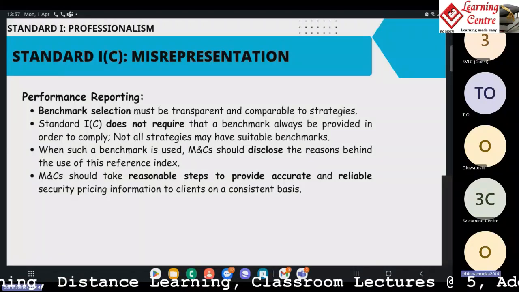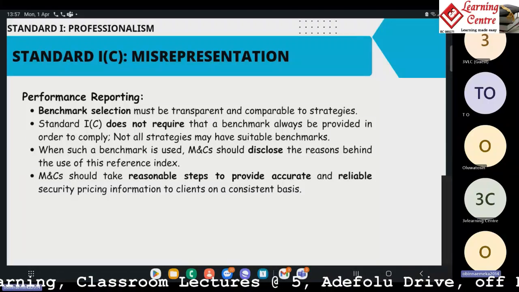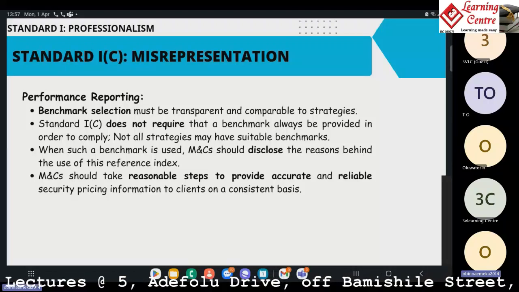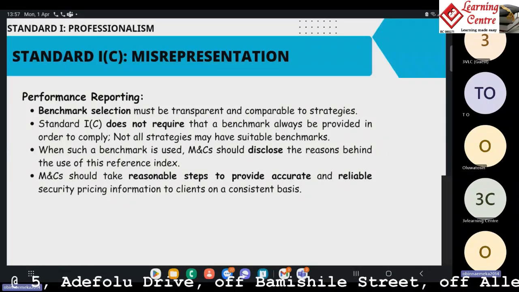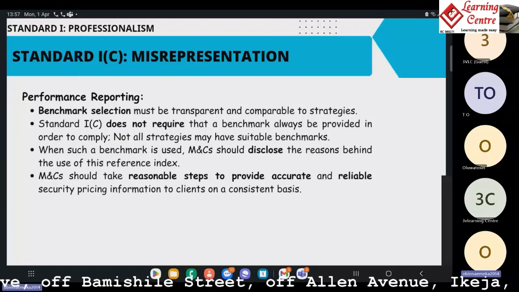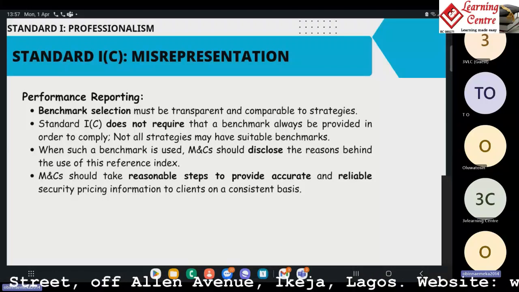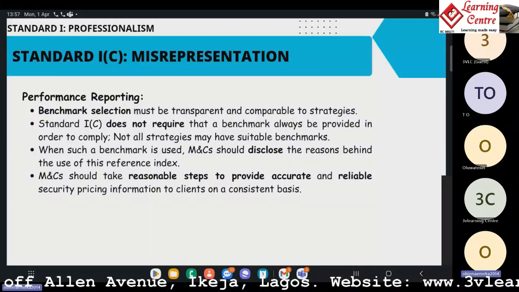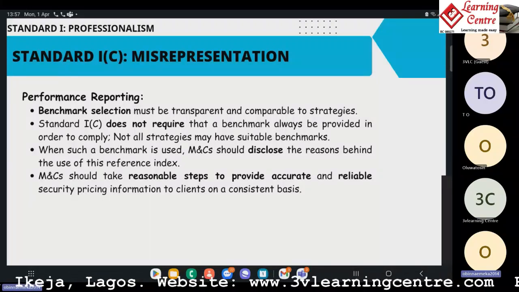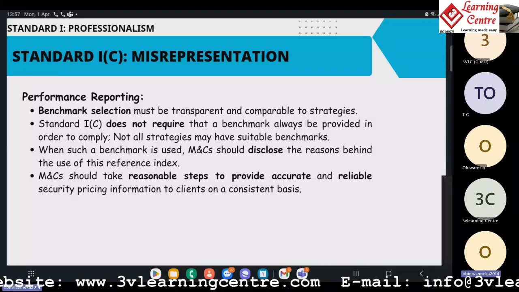Remember, it's not a must that you report a benchmark in order to comply with this standard. But the standard says that if we are going to use a benchmark, we have to disclose the reason behind using this reference. It helps us know whether you are choosing it because it's the right benchmark, or just to tell us that you are doing well.